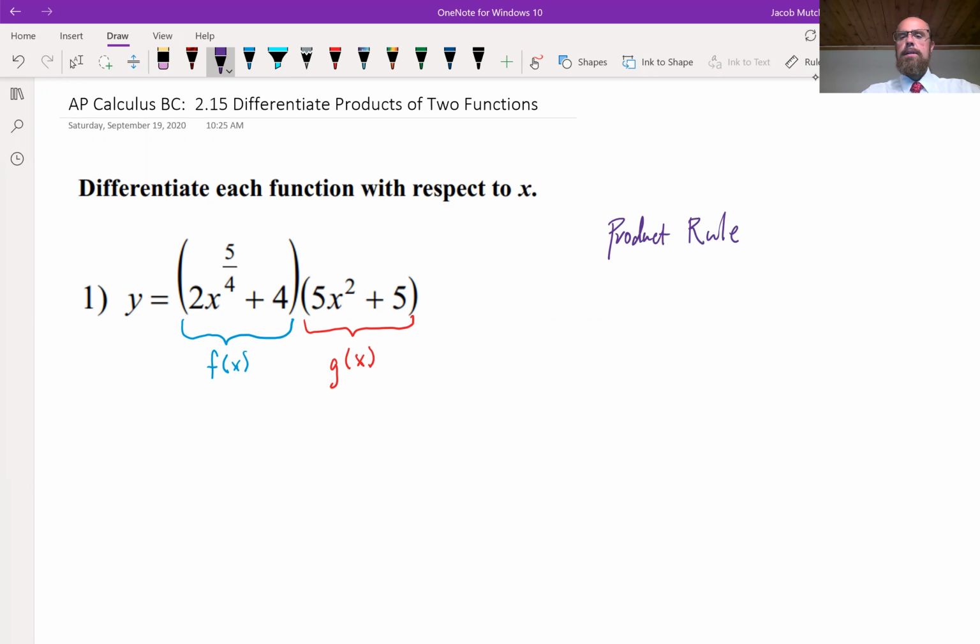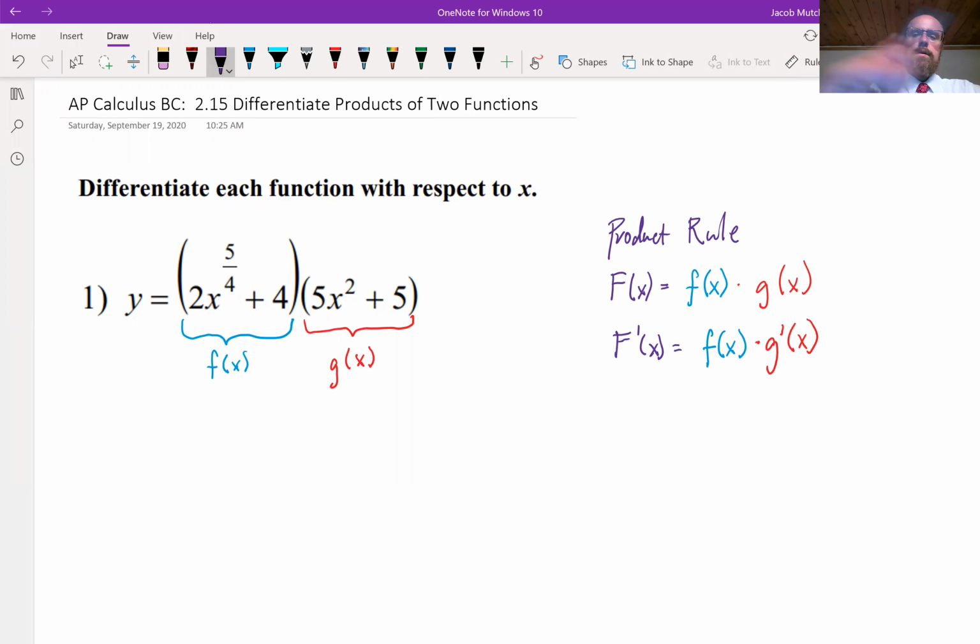And the way that goes is it says if I have a large function, so large F of x, which is the product of two smaller functions, so like we've got here f of x times g of x, the derivative of that large function, so big F prime of x, equals just plain old f of x times the derivative of g of x plus the derivative of f of x times the original function g of x. And that's our product rule in a nutshell.